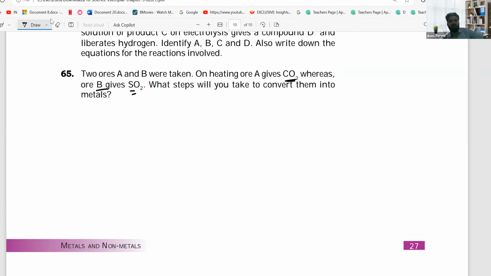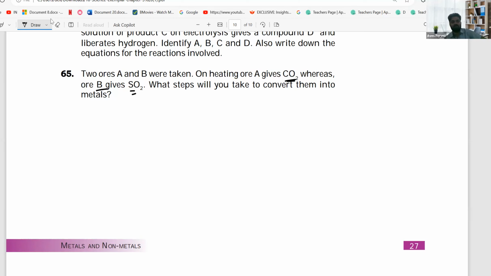Two ores A and B. So for A, we will do calcination, and for B, we will do roasting. Okay. And if they are mid-reactive metals, then they can be easily separated out with the help of heating.